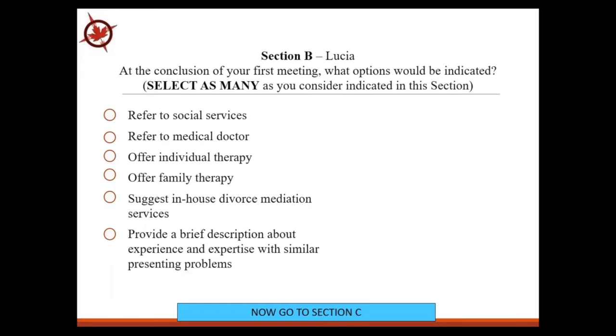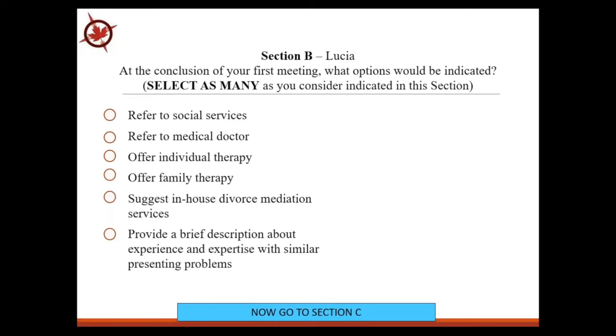Well, let's see. We could refer her to social services, refer her to a medical doctor, offer individual therapy, offer family therapy, suggest in-house divorce mediation services, provide a brief description about experience and expertise with similar presenting problems. Now, none of those are earth-shattering and life-ending, but we're looking for what would be indicated at this time. This is at the conclusion of your first meeting.